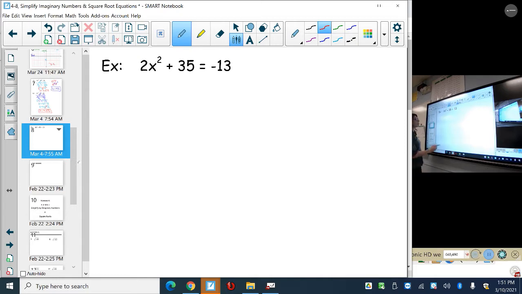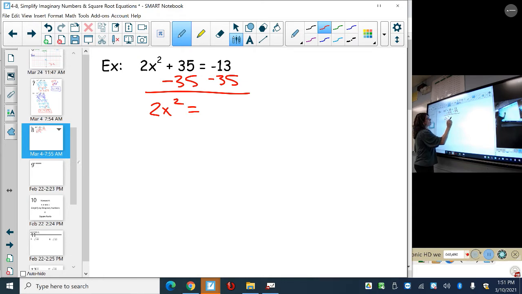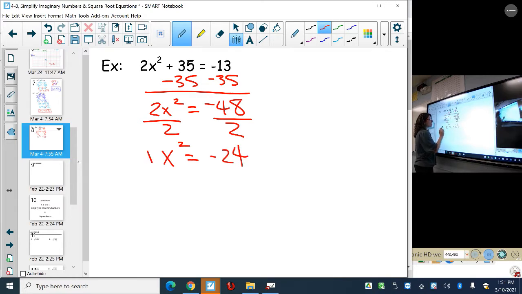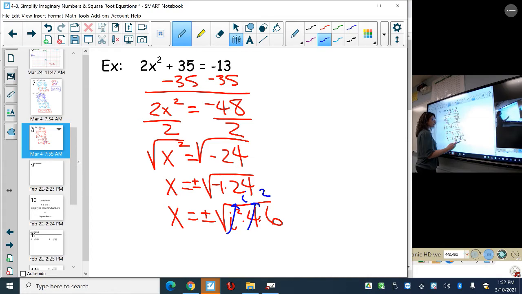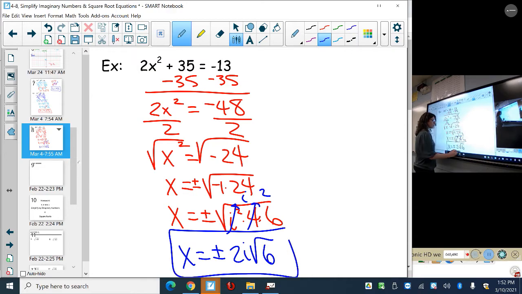Two more examples like this. Subtract 35. 2x squared is equal to negative 48. Divide by 2. X squared is equal to negative 24. Take the square roots. X is equal to plus or minus negative 1 times 24. So that's going to be plus or minus i squared times 4 times 6. I squared comes out as i. 4 comes out as a 2. So it's plus or minus 2i square roots of 6.